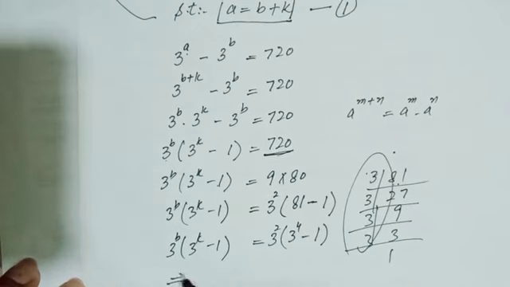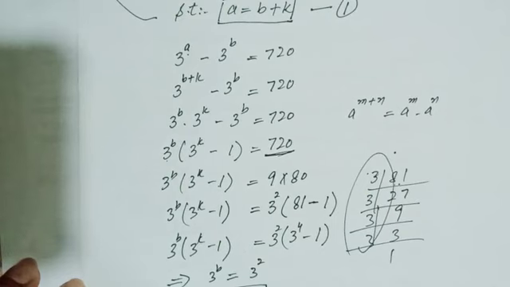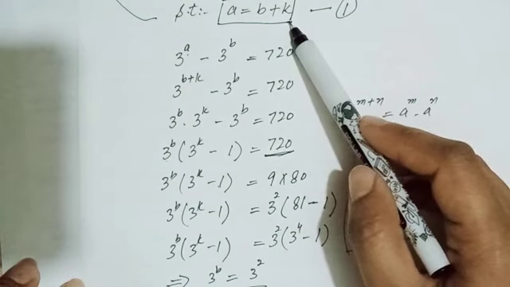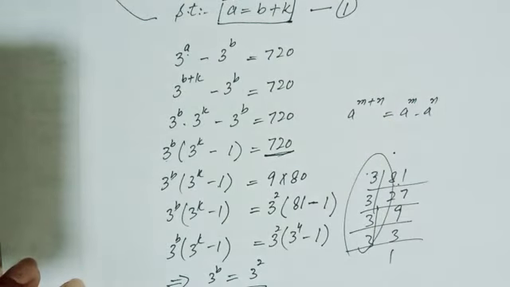So this implies that 3 raised to power b is equal to 3 raised to power 2. Here this implies that b is equal to 2. So from here I find the value of b. So further I can find the value of k. So I can put this value in this equation and find the value of a.